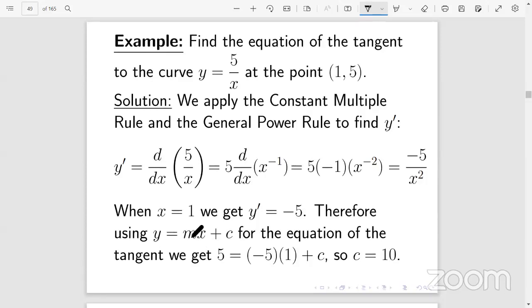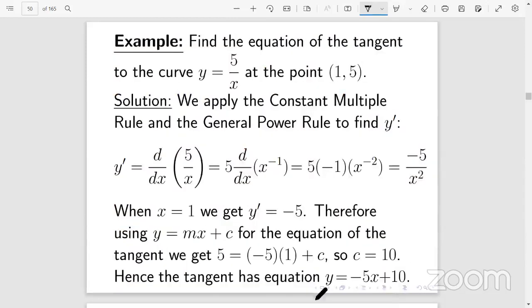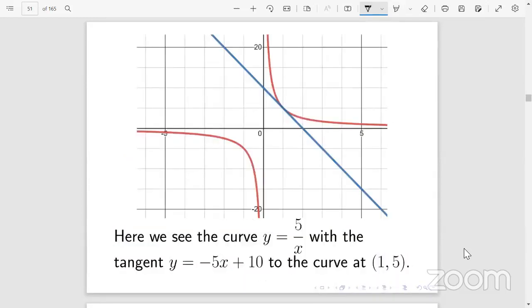So now we can substitute into y equals mx plus c, which is the equation of a straight line. We already have our gradient, which is minus 5. Our x and our y come from the point (1, 5) that we're given. So basically we're looking for c. Substituting, we get c is 10. So the equation of the tangent is y equals minus 5x plus 10. I hope that is clear.